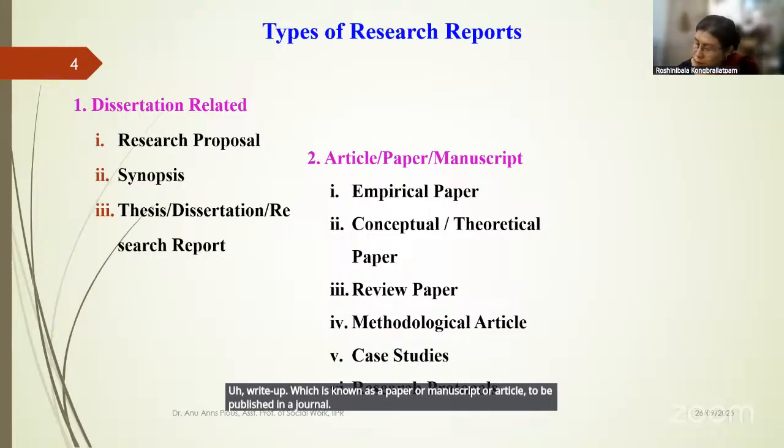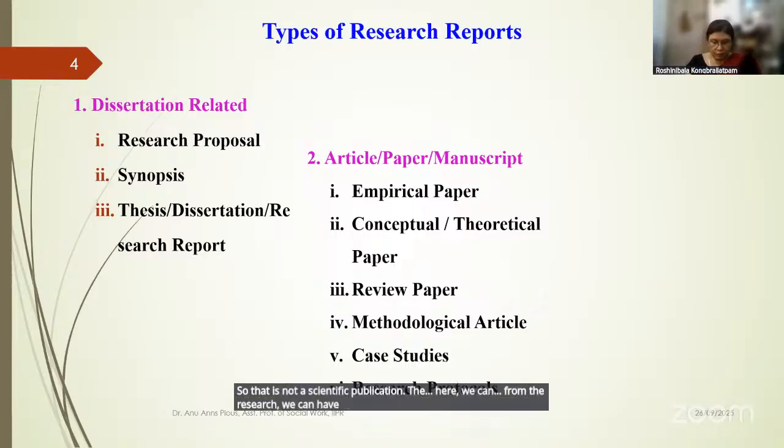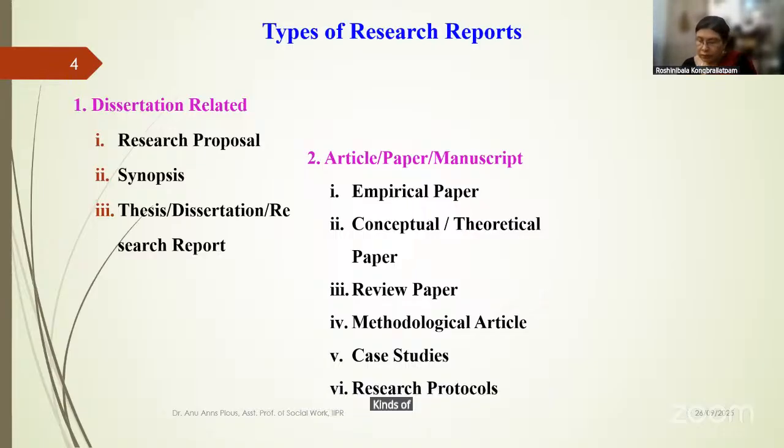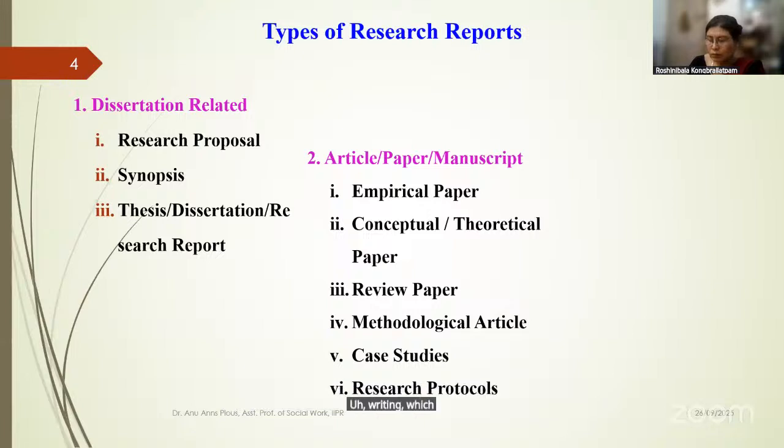So that is known as scientific publication. Here, from the research, we can have multiple kinds of research paper. First of all, the empirical paper, which is writing based on the data collected by the researcher himself for that particular study.